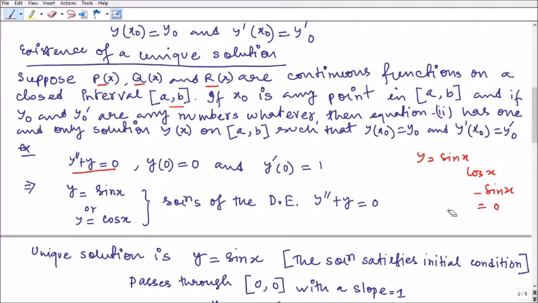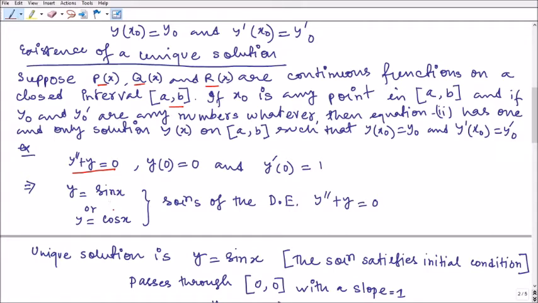Similarly, y equal to cos of x is also a solution. Here y dash equal to minus sine x, and y double dash equal to minus cos x. So y double dash plus y is also 0. So for both these functions, y equal to sin of x and y equal to cos of x, this differential equation is satisfied. So these are the two solutions of this differential equation.